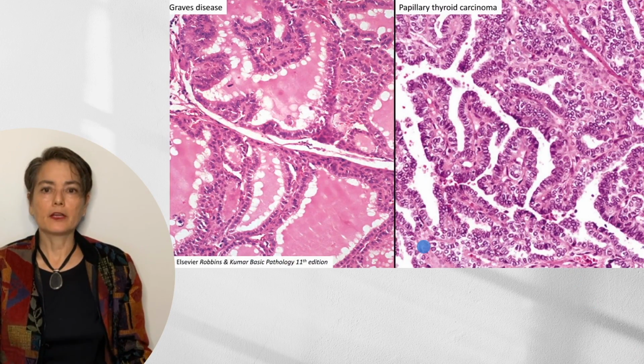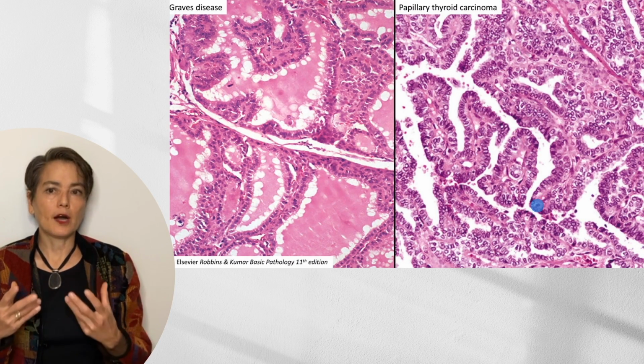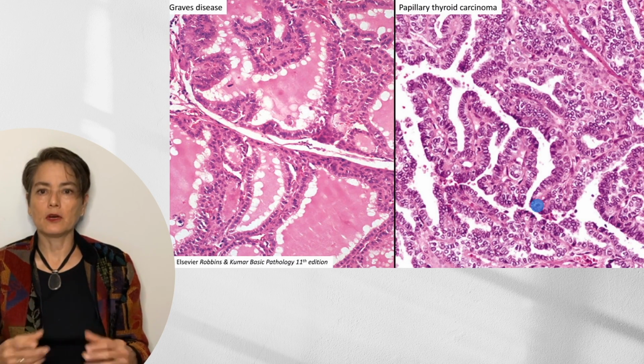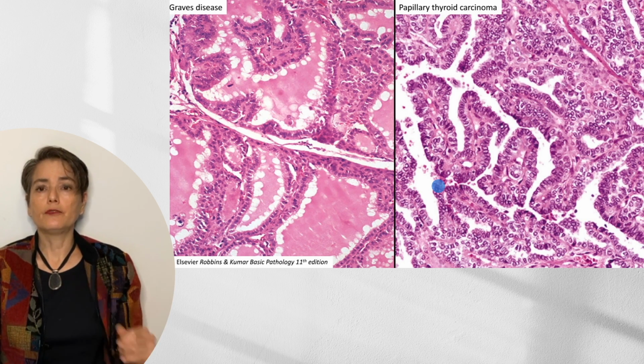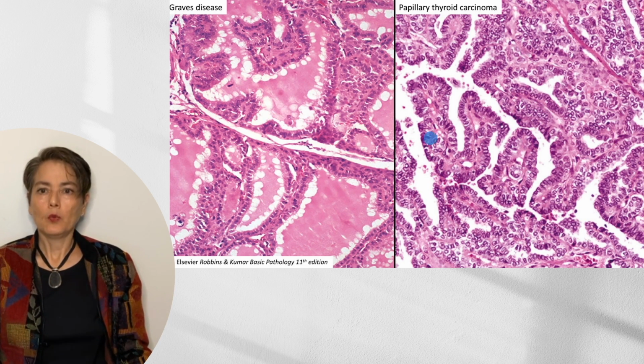Here's a little compare and contrast for you. These are the papillary structures, much more complex, that you see in papillary thyroid carcinoma. We don't really see much colloid at all. And just keep in mind the nuclear features of papillary thyroid carcinoma will be nuclear clearing. You can see a little bit here, sometimes some nuclear folds.